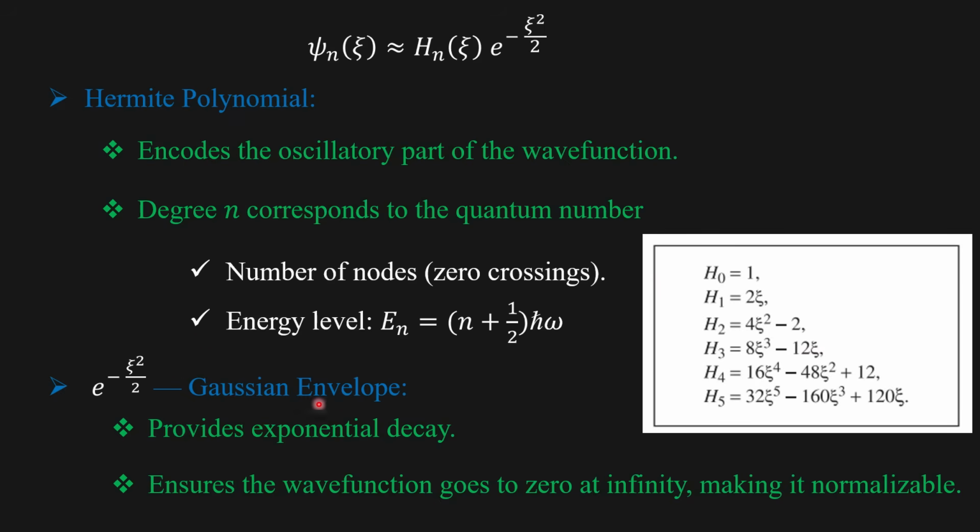So this is the Gaussian envelope, which provides the exponential decay and also ensures that the wave function goes to zero at infinity, making it normalizable. Since the exponential term is Gaussian, at infinite distance this is fixed, so you can normalize this. And this H sub n is available as a table, that is H0 is equal to 1, H1 is equal to 2z, and it will go on. Of course, we can also derive it, but that involves some mathematical complications, so I am not going to do it. I am just giving the idea of what is the physics behind it.